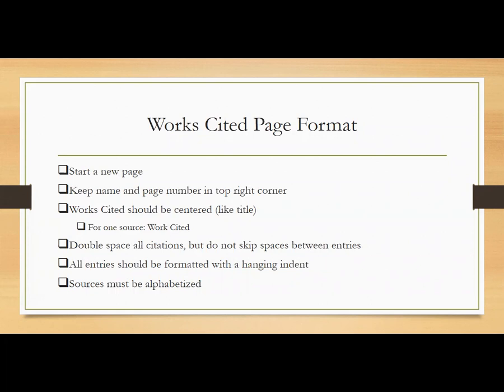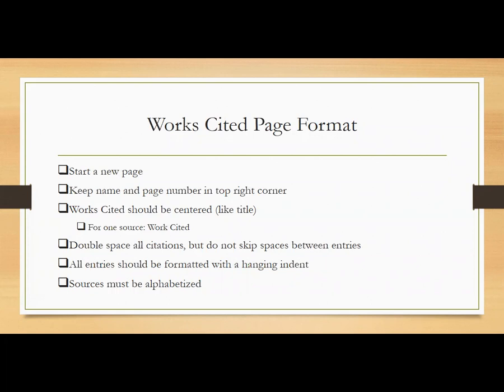All citations should be double-spaced, but do not skip extra lines between your sources. All sources need to be formatted with a hanging indent, meaning the first line is flush left, and every line after that is indented 1/2 inch. For help with creating a hanging indent in Word and Google Docs, check out our hanging indent videos.